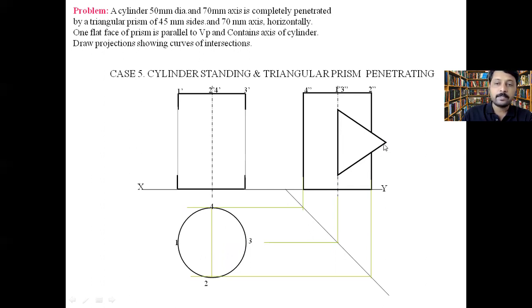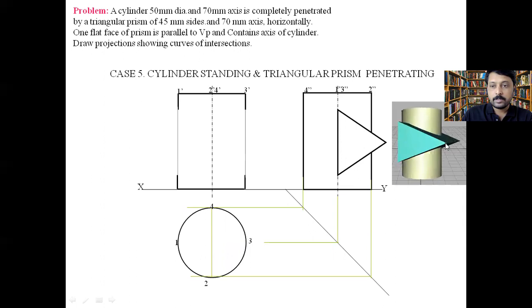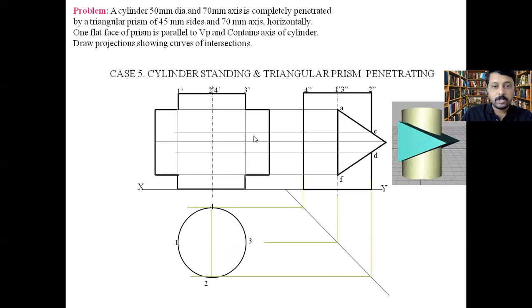Now the side given for this prism is 45 mm. So we have to draw a 45 mm triangle in the side view. We got the diagrammatical representation like this. This is how it is going to look. Now give the points like this. Take the projection to the side view. Draw the projection. We know the length of this particular prism, which is 70 mm.